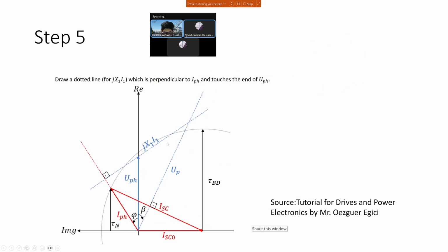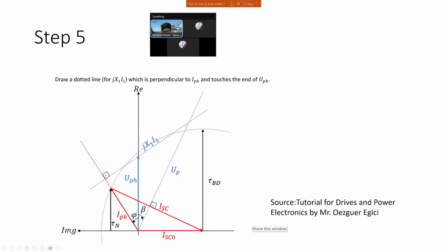This is the last step, I think. So we draw this final line Jx1I1, which is perpendicular to the IPH line, because this I1 and IPH are the same actually. This is also I1. And multiplying by J in the complex plane makes that line perpendicular. So x1 is just a real number. It doesn't do anything, it will just scale it. If it was 2 and 2I1, it will be in the same direction, just twice the length. But because there is a J term, it's perpendicular now. So draw this perpendicular line such that it's perpendicular to IPH and it passes through the tip of UPH.